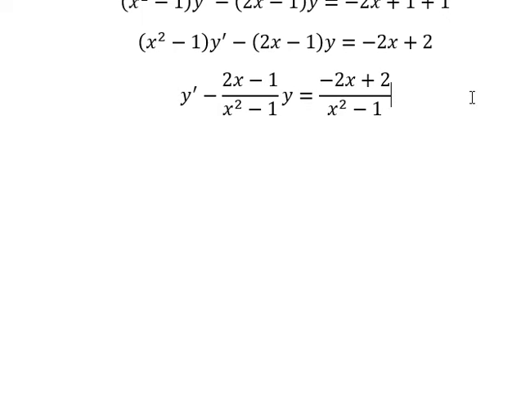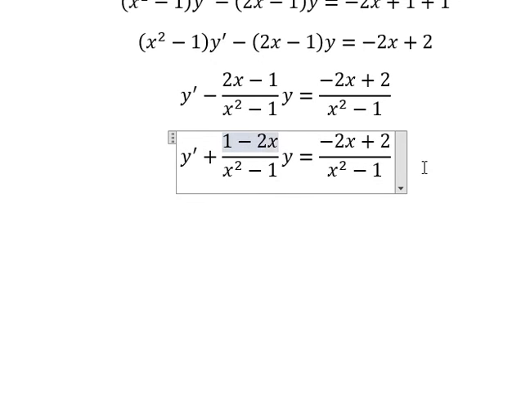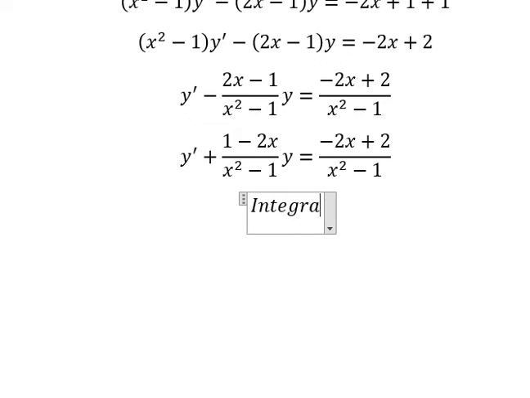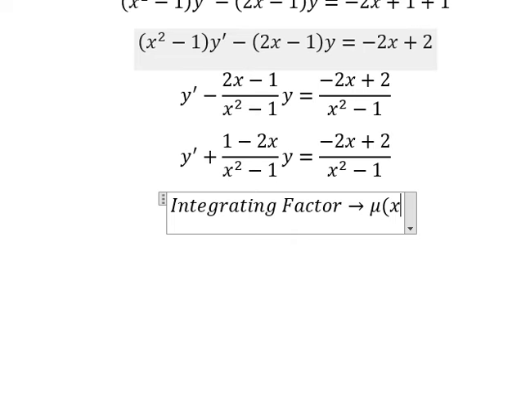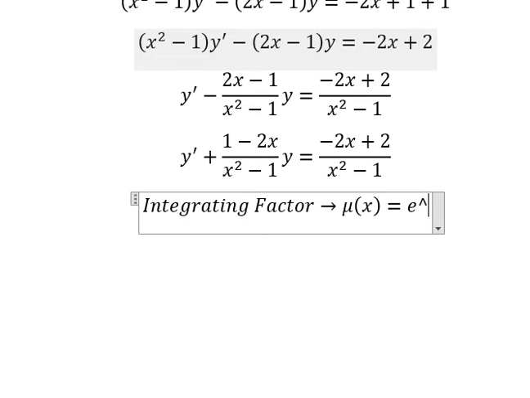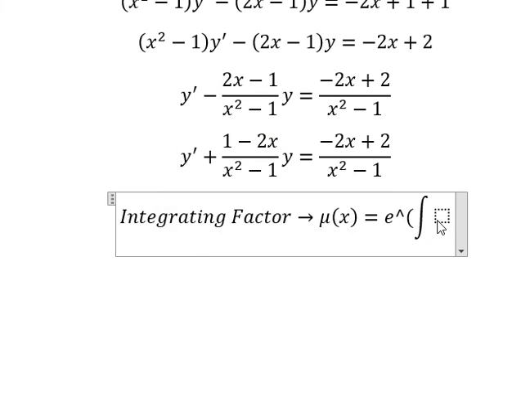Next, we put the negative sign here to change the sign. So we have 1 minus 2x. So we have y prime, and for the derivative of y we can use the integrating factor. So we need to find mu of s equals e to the power of the integration of this one in here, ds.